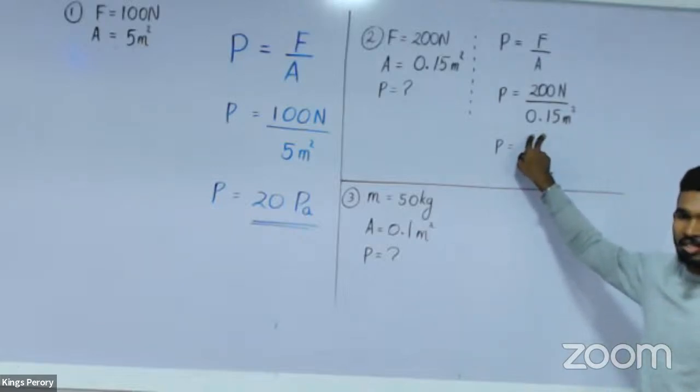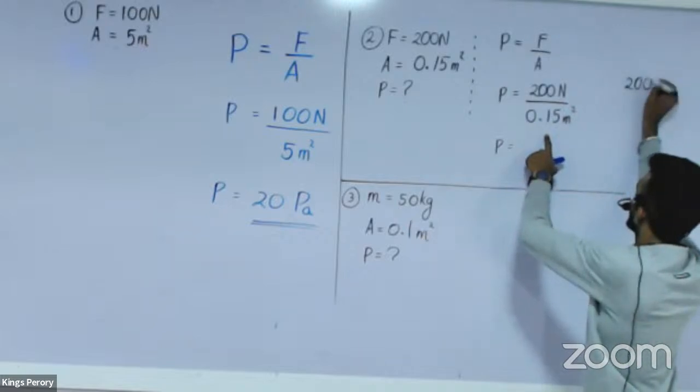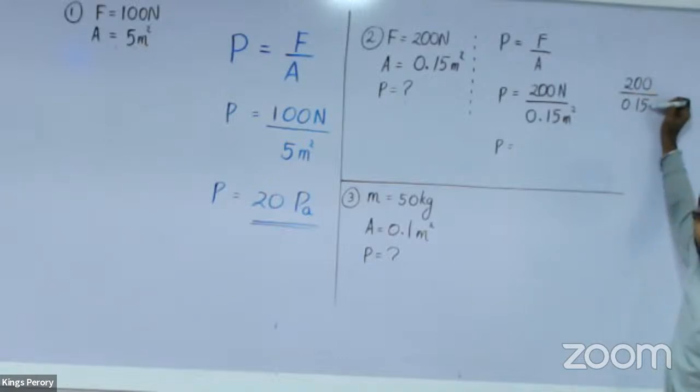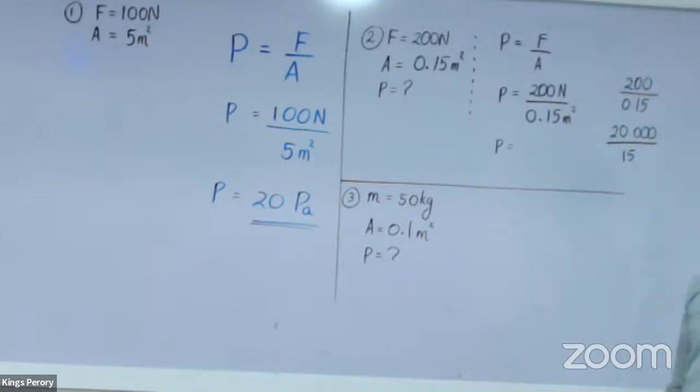You should slowly learn to solve with decimals. How to solve with decimals? 200 divided by 0.15. You jump the decimal the same way. If I jump the decimal, it becomes 20,000 divided by 15. Now solve 20,000 divided by 15. How much? 24 times here.